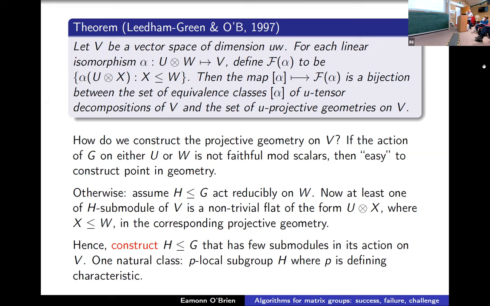And despite years of trying to persuade Martin Liebeck to be interested in this problem and to prove that we could find such a subgroup, I've failed. That's one of my failures, Martin. I'm just identifying my failures. That was a failure to persuade you to take on this problem.